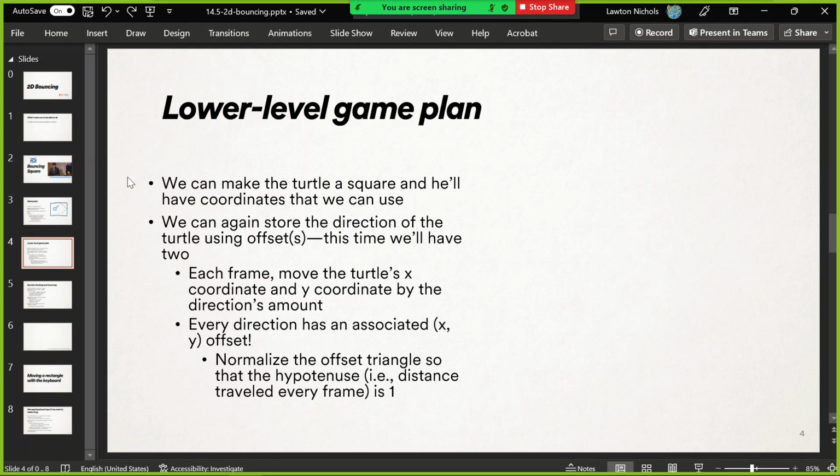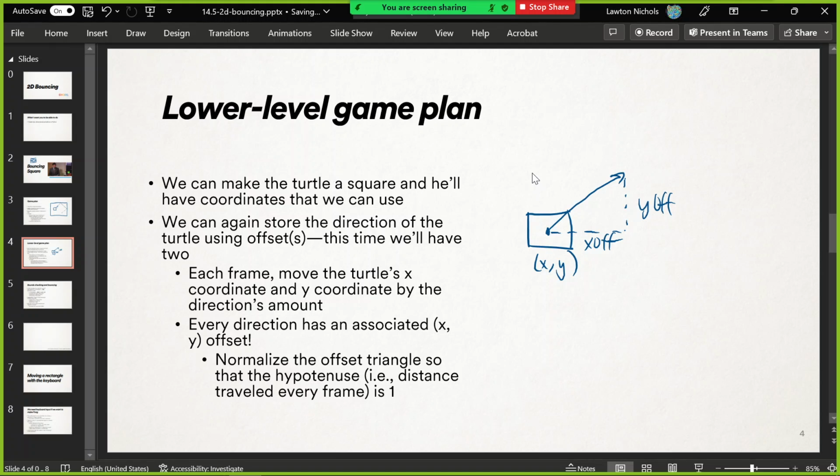So lower level game plan. So we noticed that we're going to make the turtle our square. So the turtle is going to be the one with coordinates, and we can place him somewhere, which is going to be beautiful. And then the direction is also going to be stored using offsets, right? So the turtle lives somewhere, he has an XY coordinate. And we can store the direction as an X offset and a Y offset, and together that will move you in some arbitrary 2-dimensional direction. X off, Y off. That could be their names, maybe.